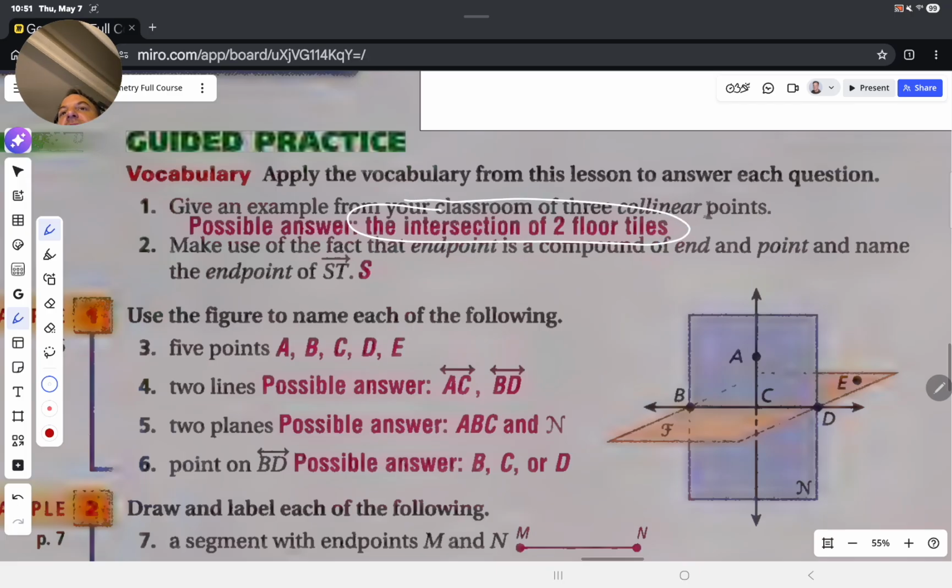But you also could give other examples, maybe 3 nails along one edge of a bookshelf, or the tops of 3 pencils standing on their tips in a row. These are all examples that we can give for number 1.